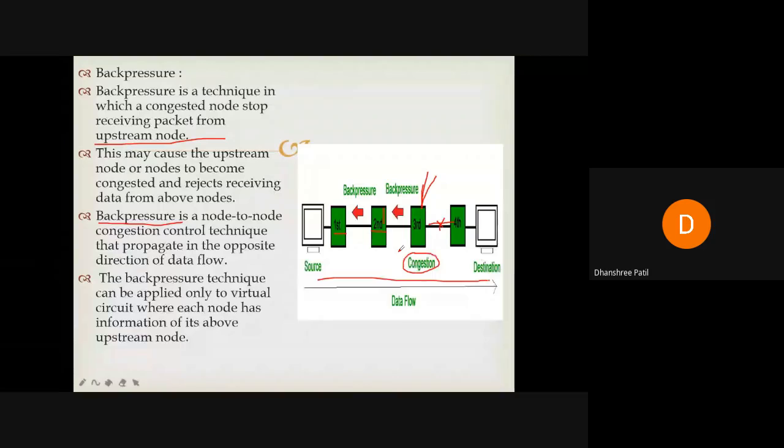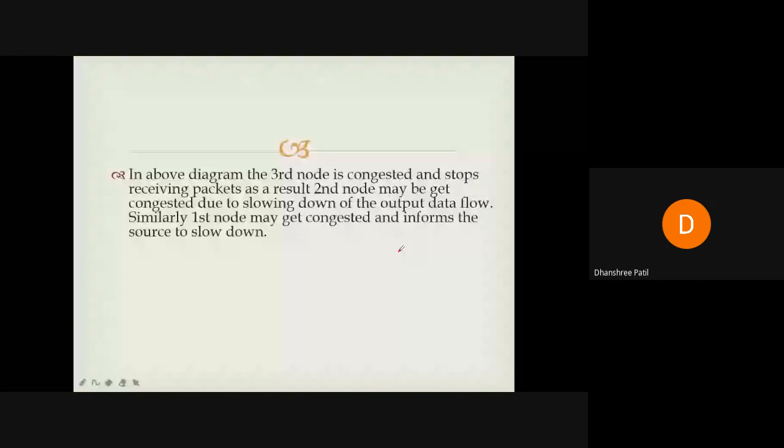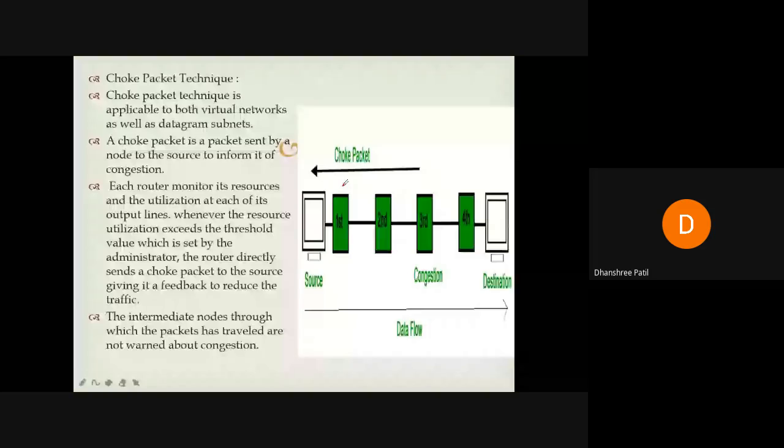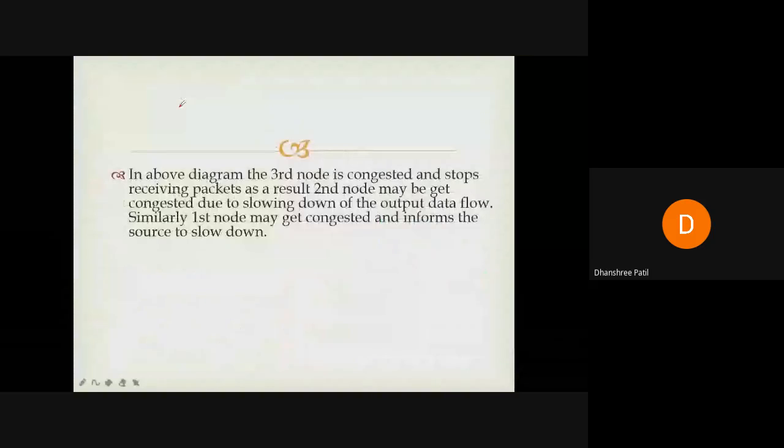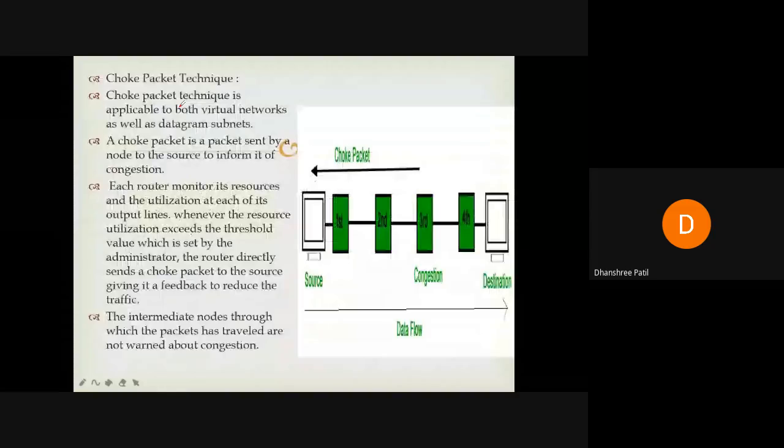And the second one is the choke packet technique. Okay, this is just an information of whatever I have explained. So choke packet technique is what, it is applicable to both virtual network as well as the datagram subnet. A choke packet is a packet sent by a node to the source to inform it of congestion.